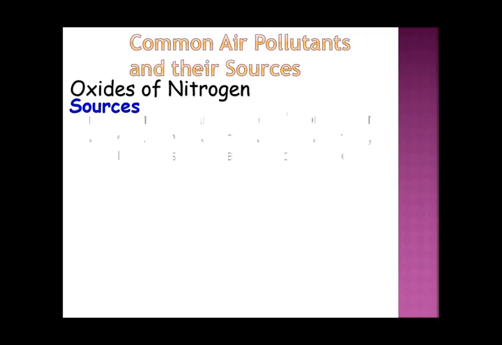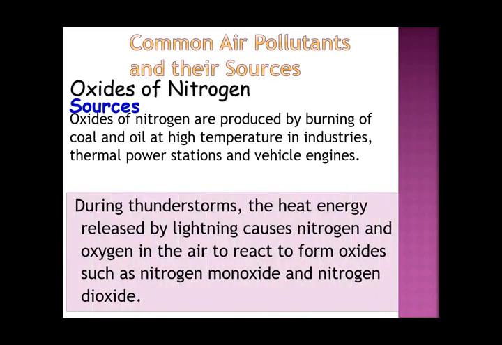Now the oxides of nitrogen. Oxides of nitrogen like nitrogen monoxide and nitrogen dioxide, naturally they are produced in the process of lightning. During thunderstorms, the heat energy released by lightning causes nitrogen and oxygen which are present in air to react and form oxides such as nitrogen monoxide and nitrogen dioxide. When nitrogen in air reacts with oxygen in the presence of heat which is released during lightning, nitrogen monoxide is produced, and then this nitrogen monoxide is oxidized to nitrogen dioxide.